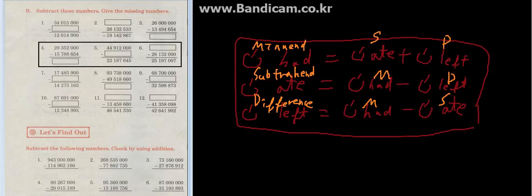The apple you had represents the minuend, the apple you ate represents the subtrahend, and the apple that's left represents the difference. So to know the apple you had, you should add the apple you ate and the apple that's left. And to know the apple that you ate, you should know the apple you had and the apple that is left. And to know the apple that's left, you should simply subtract the subtrahend from the minuend, which is the apple you had minus the apple you ate.